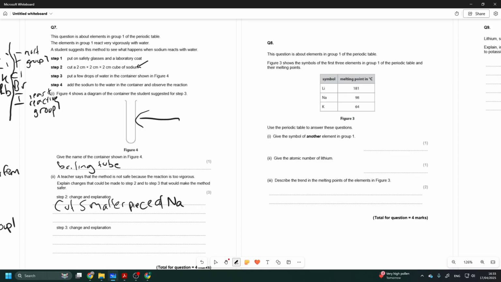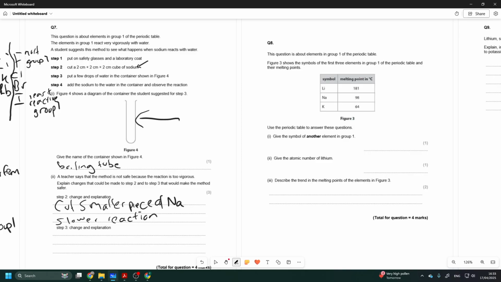Now, why would you do that? It says explain changes that would make the method safer. That would make a slower reaction. That's why you would do that. That would make it safer. I know we don't like a slow reaction. We want to see it explode. We want to see fire. We want to see fun things. But it would be safer with a smaller piece because that's a slower reaction. Remember, this is a hypothetical thing we're talking about in an exam. It doesn't matter. Use a tiny piece, whatever. You're not going to have to look at it. That would make it safer though.